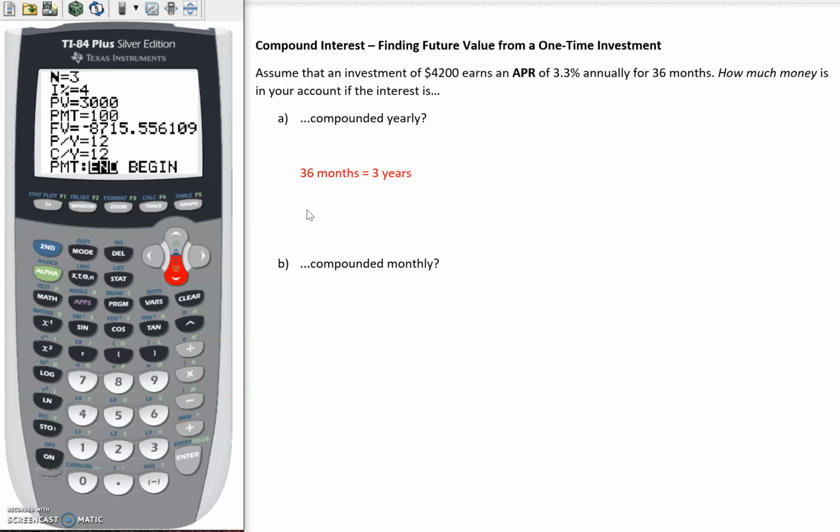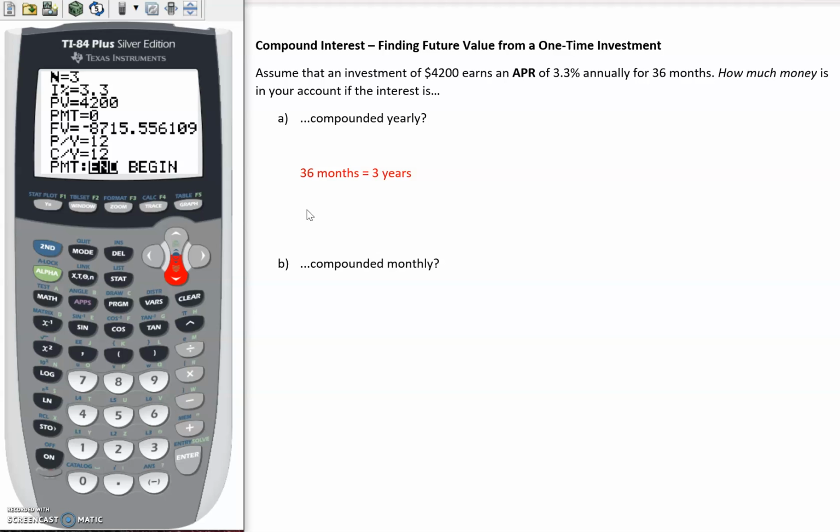I, our interest percentage, is going to be 3.3, and you can put it in exactly as the problem has it, so as a percentage. Your present value, well, this is the initial investment that you made, so 4,200 can go in here. PMT, this would be if we're making some sort of regular payment. We are not doing that in this scenario, so that's just going to be 0.